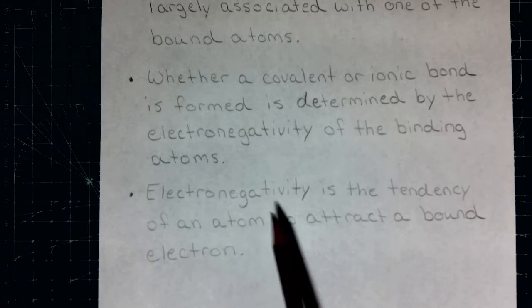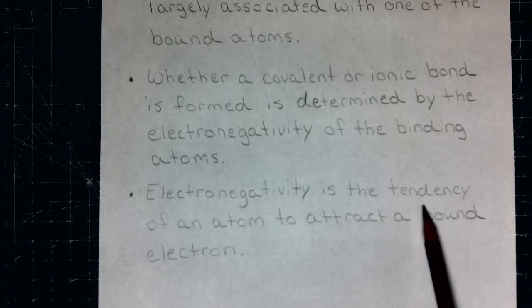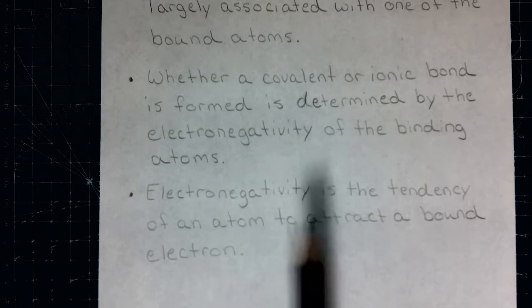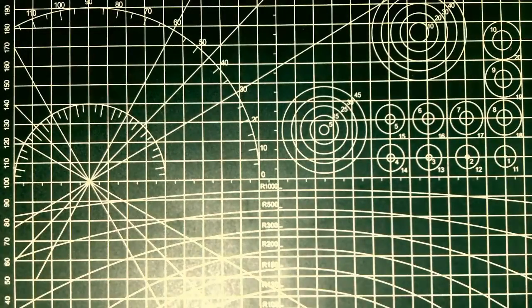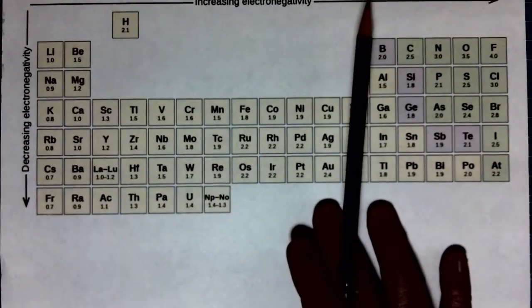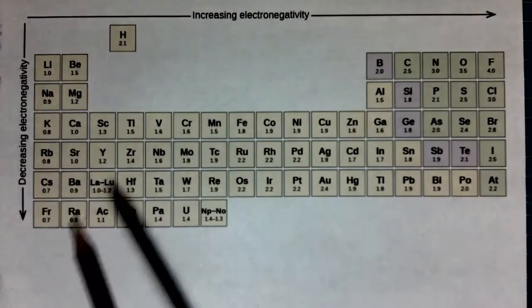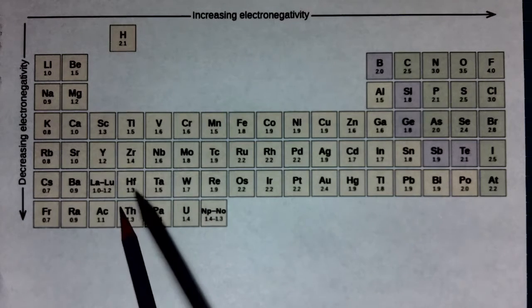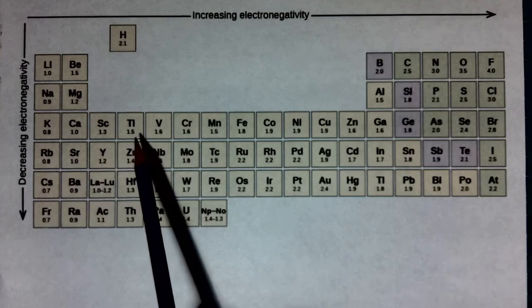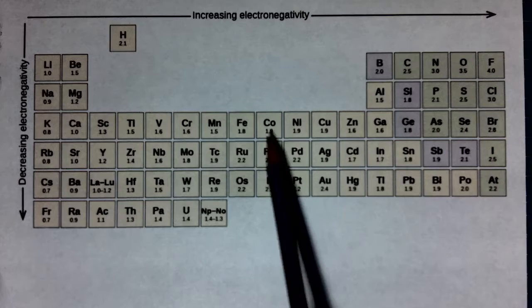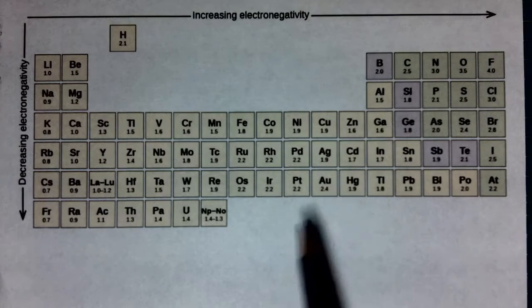What is electronegativity? Electronegativity is the tendency of an atom to attract a bound electron. So the question then becomes, how do I know what the electronegativity of any given atom is? And this is just a thing that we've actually calculated out. And you have this periodic table here that tells you the electronegativity of all the different elements.